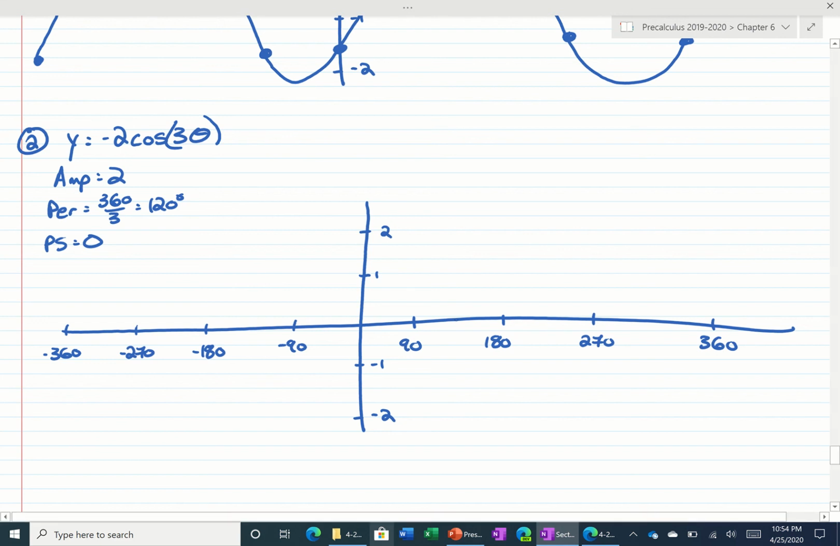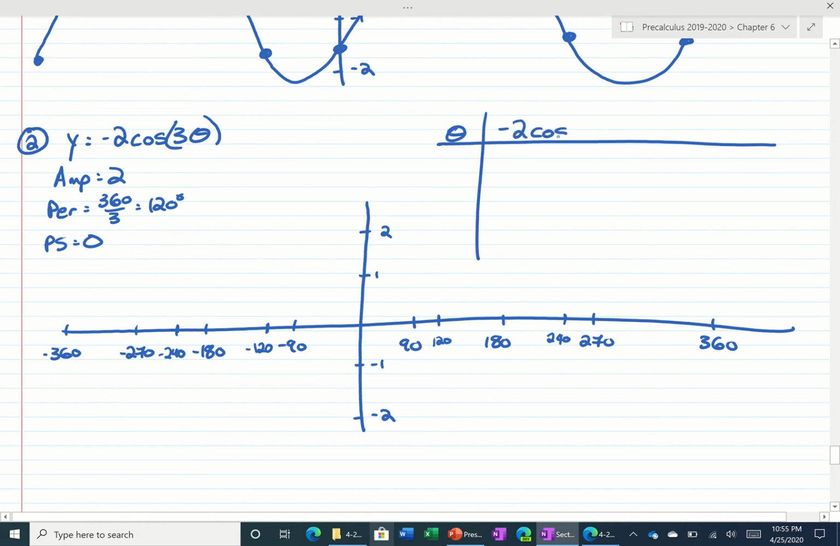So let's see here. I know 0. This would be 120. 120 later would be 240. 120 degrees later would be 360. 120 before is negative 120. And negative 240. And then negative 360. So let's draw this out here. When the period is like a wacky thing, like if it's not 0, 90, 180, 270, then maybe this would be a better approach to graph this.